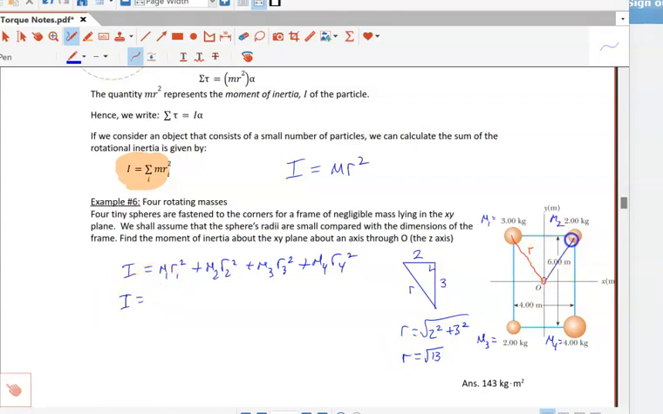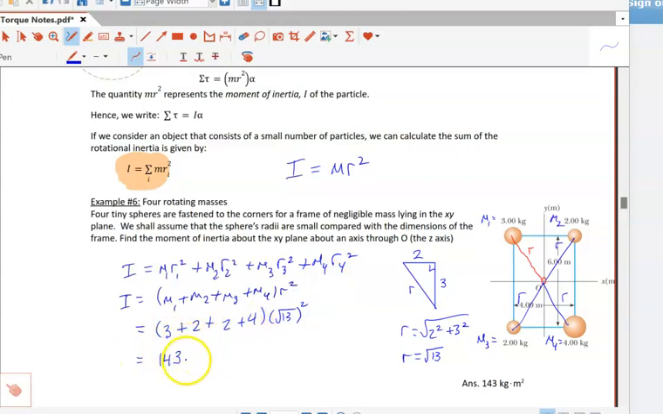Hopefully you notice that basically r in all of these situations here are all the same. So you could really take out a common factor of r in here and say it's really just m1, m2, m3, m4, and then multiply by all the same common r of root 13. So we simply are going to add up the masses of 3 kilograms, 2 kilograms, 2 kilograms, and 4 kilograms, and multiply by root 13 squared. Okay? And this will give you an answer of 143, and these are all in kilograms, and this is in meters being squared, so multiplied by meters squared. And that's the units of rotational inertia.